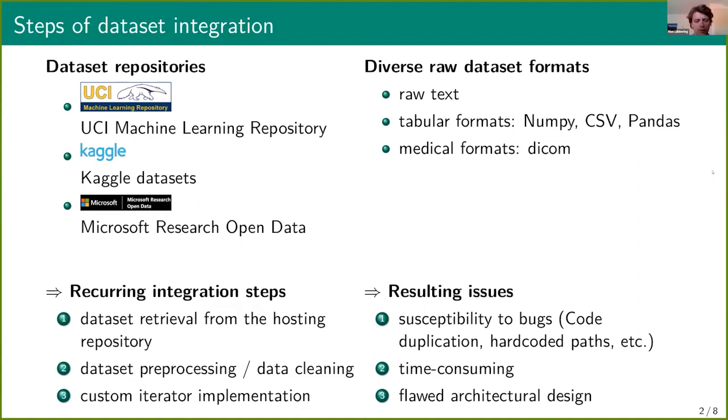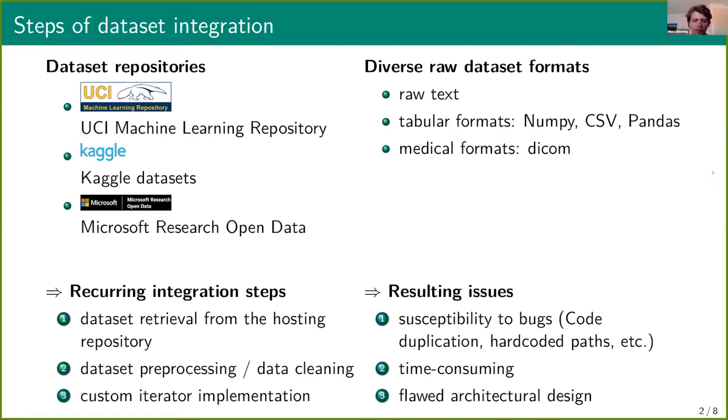And when we want to integrate such a dataset into our machine learning pipeline, there are usually three recurring integration steps, namely the first one being the retrieval of the dataset from the hosting repository. And then in the second step, we need to preprocess the data, we need to clean it such that it is in shape to work with our machine learning pipeline. And then in the third step, we implement the custom iterator that iterates through our data.